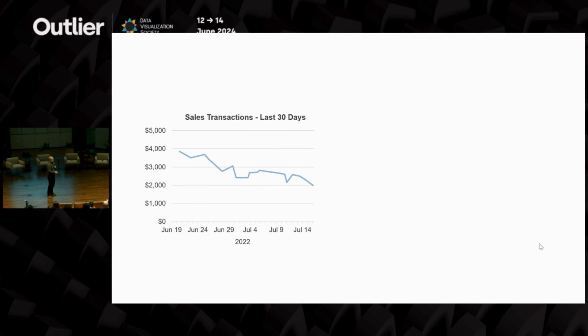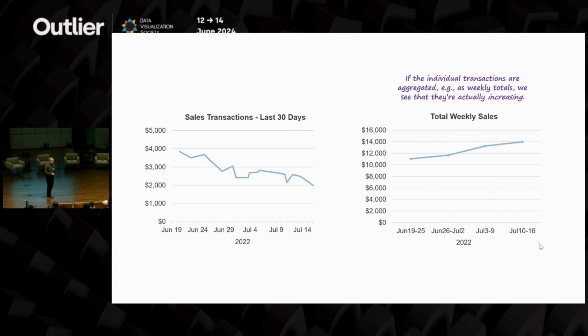Or how about this situation? We're showing individual sales transactions, right? So not daily totals or weekly totals. We're showing individual transactions. And it looks like sales, of course, are trending down. But if we were to take the same data and aggregate it, let's say on a weekly basis, we would actually see that sales are going up.